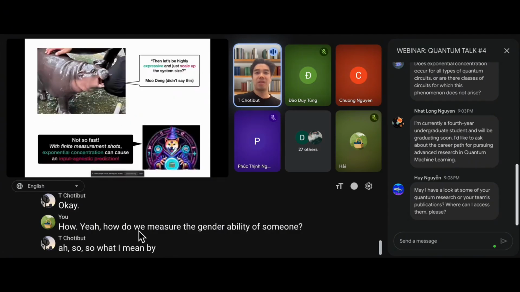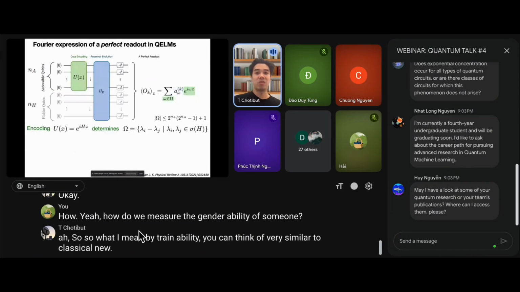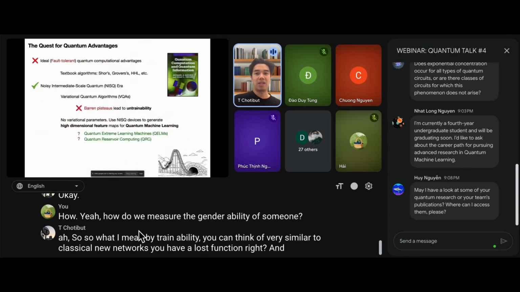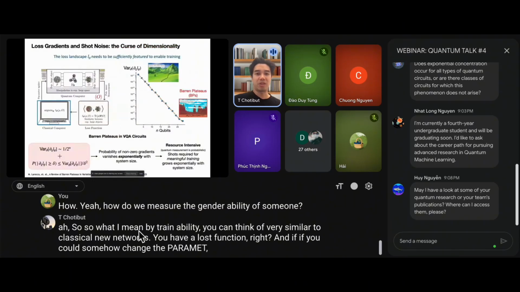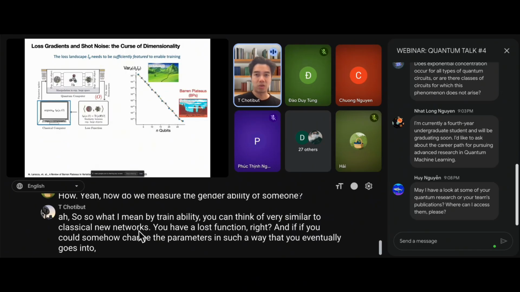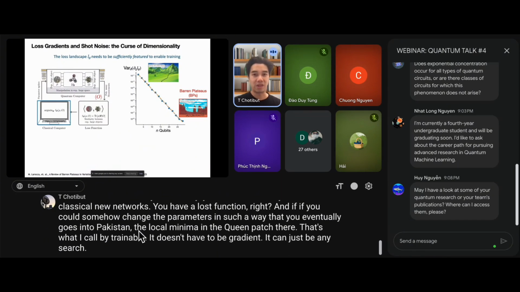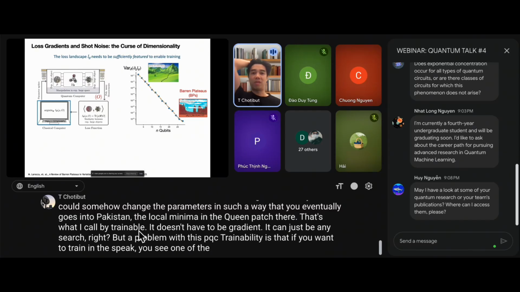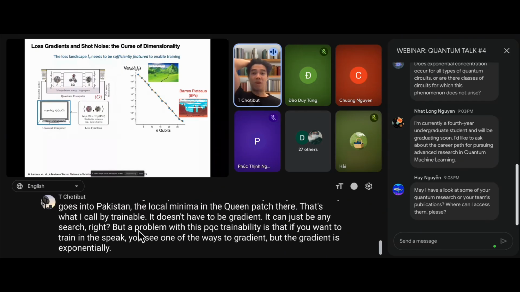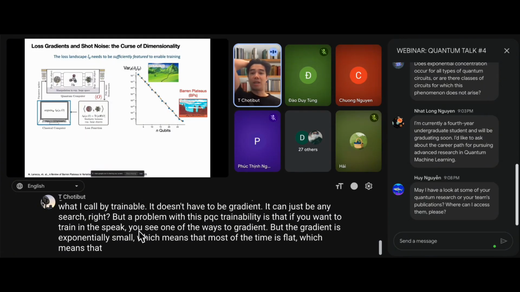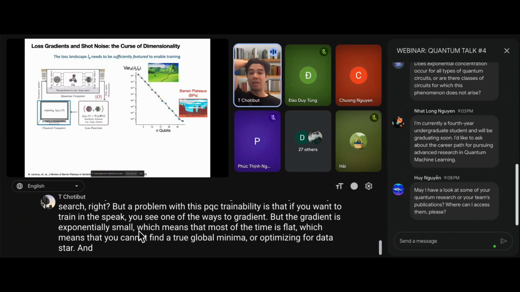What I mean by trainability, you can think of very similar to classical neural networks. You have a loss function, right? And if you could somehow change the parameters in such a way that you eventually go into, for example, the local minima in the green patch there, that's what I call trainable. It doesn't have to be gradient. It can be any search. But the problem with PQC trainability is that one way to train is gradients, but the gradient is exponentially small, which means that most of the time it's flat, so you cannot find a true global minima, or optimize for theta star that minimizes the loss.